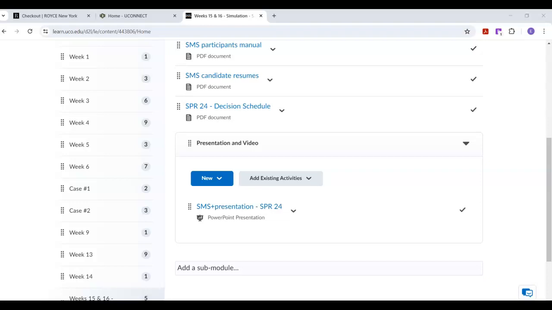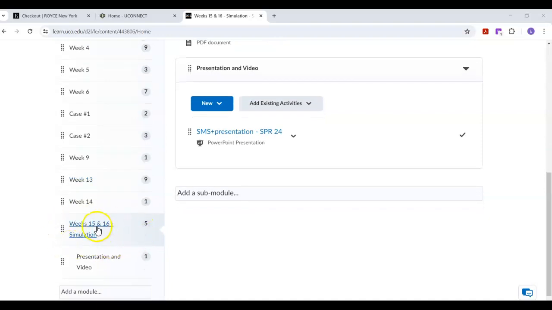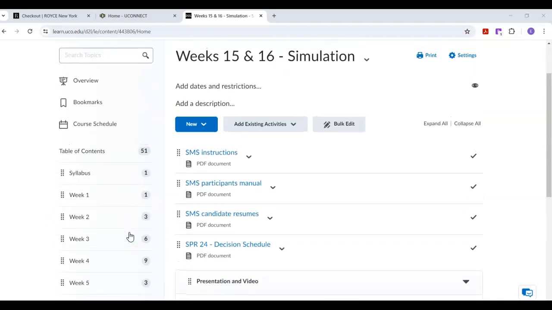Okay, so today I'm going to go over everything related to the simulation. To start off with, everything's in this week 15, 16 simulation. So you have the instructions, which you should look at, because that is actually what the email should look like.